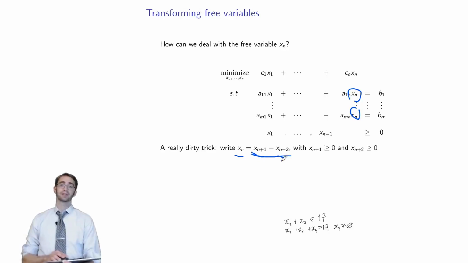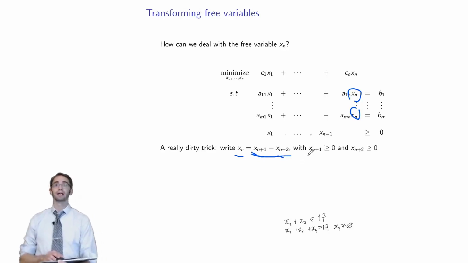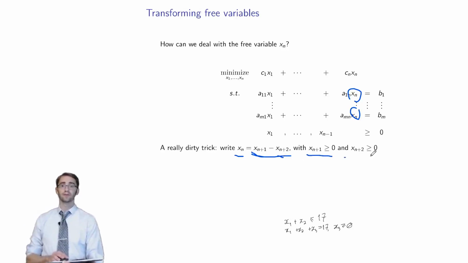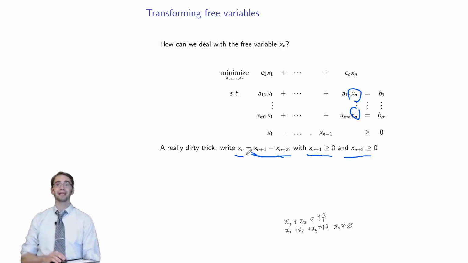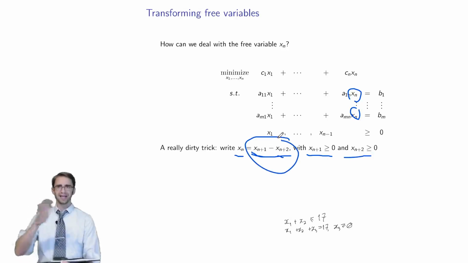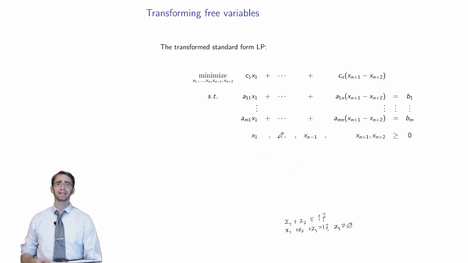Now, what does this trick accomplish for me? Well, I'm allowed to assume that both of these new variables I'm introducing, xn plus 1 and xn plus 2, are both non-negative. That's perfectly fine because xn is being replaced by their difference. And of two non-negative things, their difference is allowed to be negative. And so by replacing xn with this difference, I'm allowing for the possibility of a negative value.